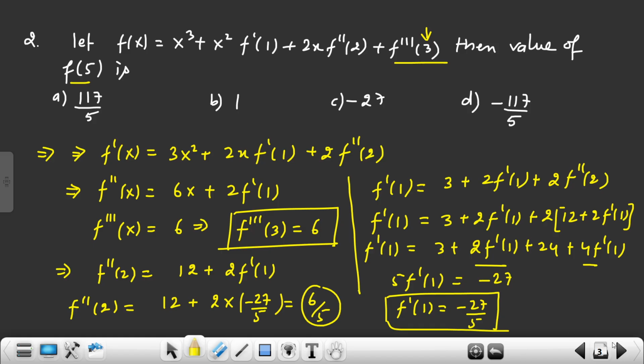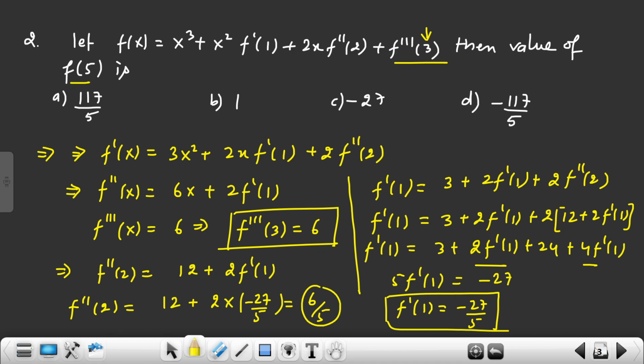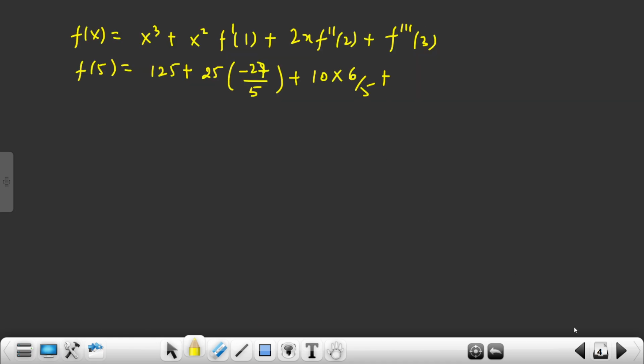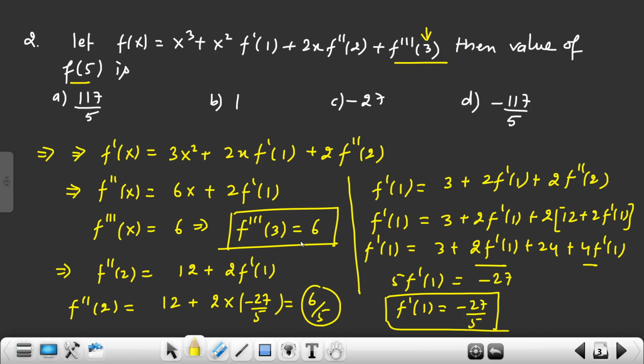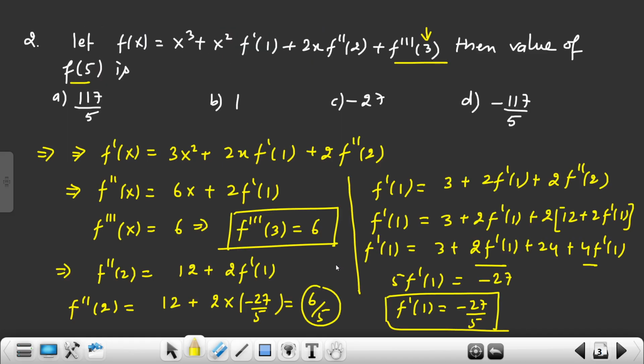What is f dash 1 value? Minus 27 by 5. Plus 2 fives are 10, times f double dash 2. What is f double dash 2? 6 by 5. Plus f triple dash 3, which is 6. Now only calculation is left. 125 minus 135, and the 5 will cancel, 12 plus 6 is 18. So it is minus 10 plus 18, and the value is coming as 8.